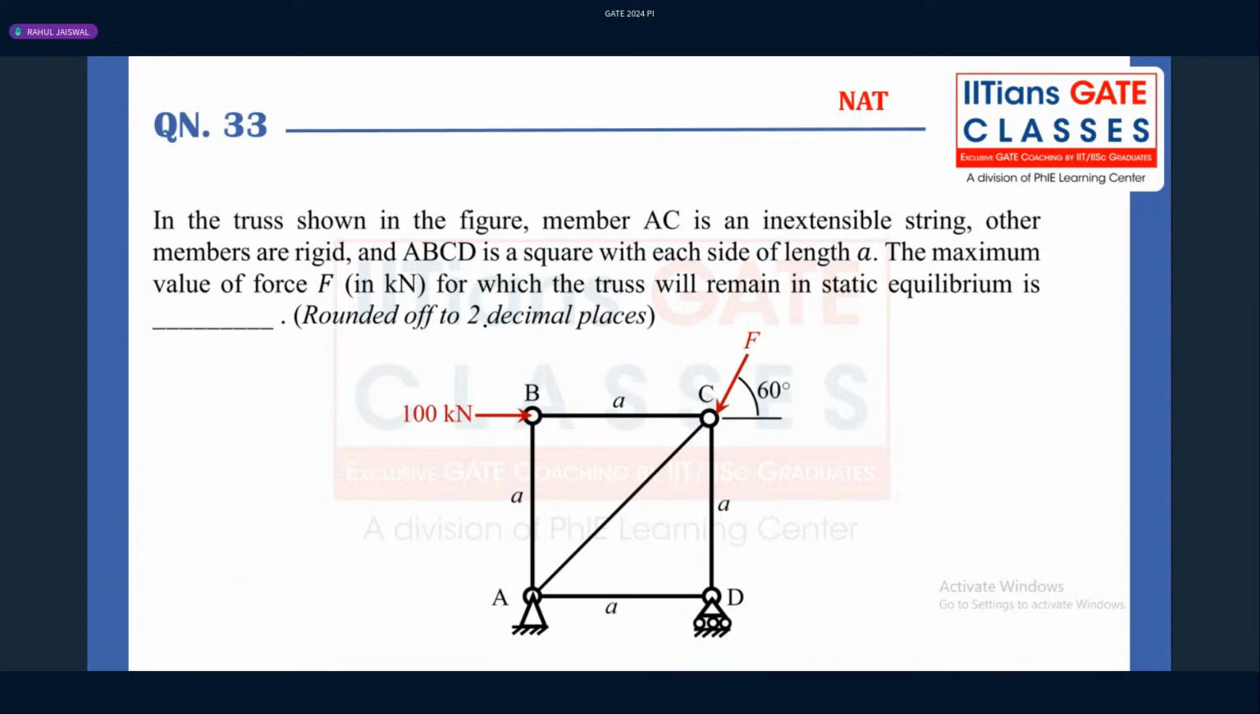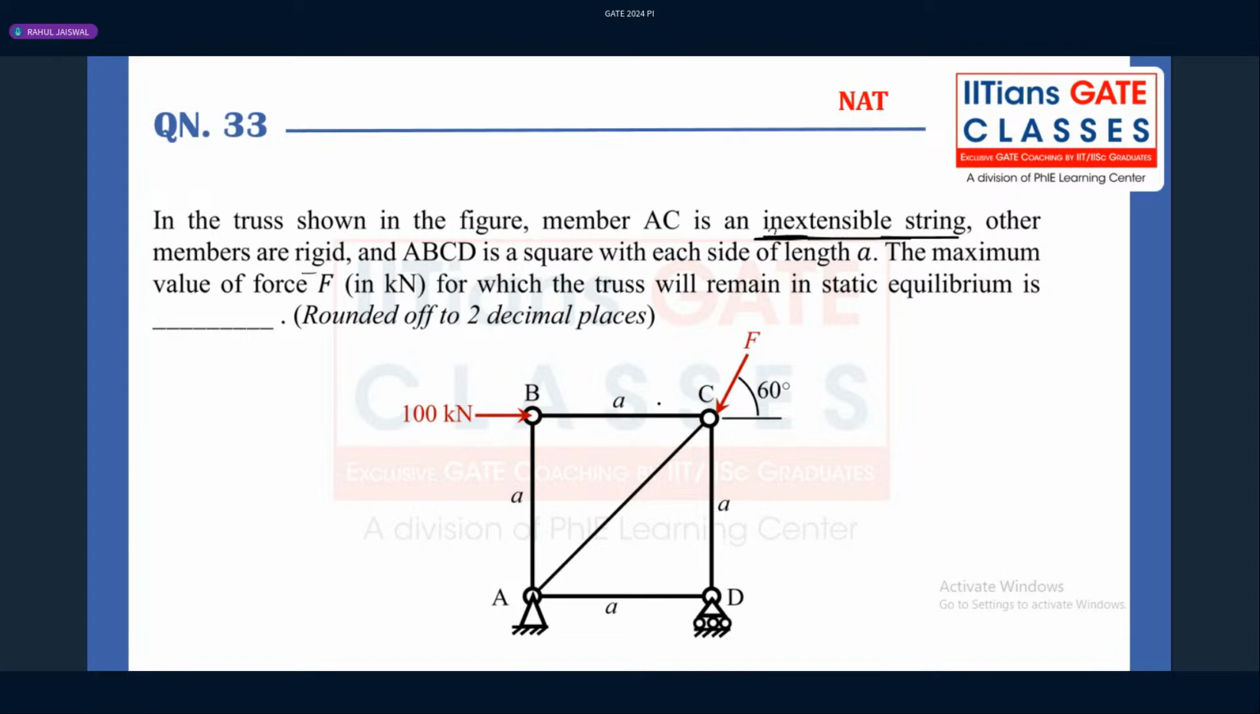The member AC is an inextensible string. Inextensible means that even though any load is acting, there will not be any deformation. Other members are rigid, and ABCD is a square with each side having a length a, not L. The maximum value of the force F for which the truss will remain in static equilibrium. The truss will always be in static equilibrium, it will not have any kind of dynamic movement, when member AC does not deform. Because AB cannot deform, BC cannot deform, CD cannot deform, AD cannot deform because they are rigid.